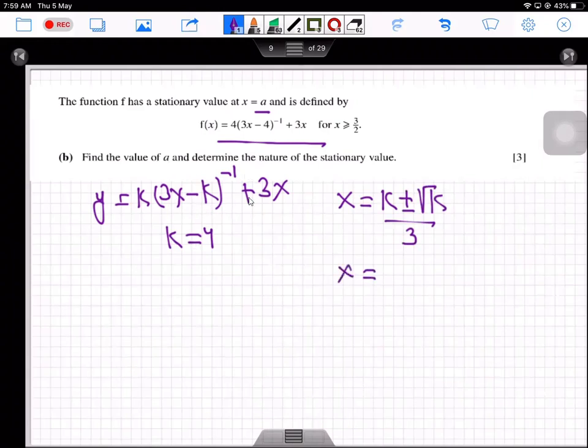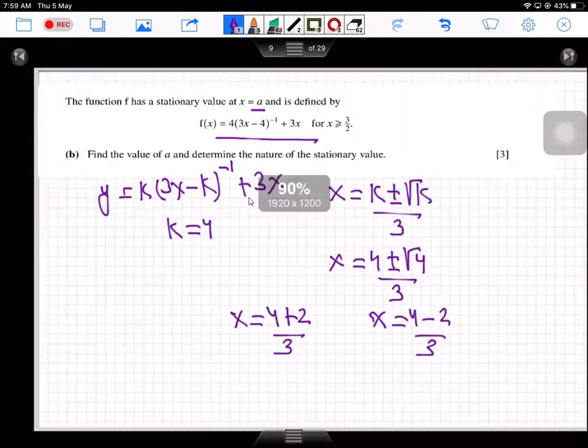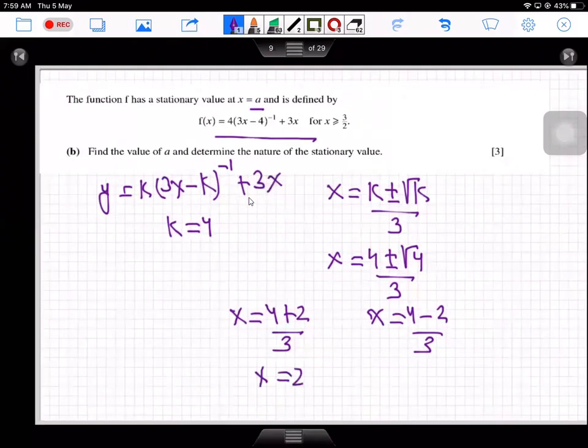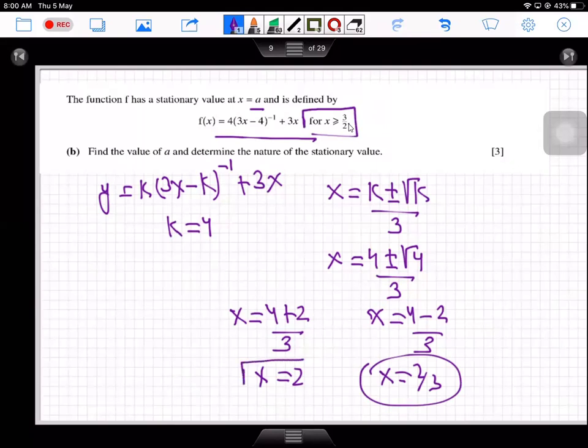So the stationary values would be 4 plus minus root 4 over 3. So x equals 4 plus 2 over 3, or x equals 4 minus 2 over 3. So 4 plus 2 is 6, 6 over 3 is 2, and 4 minus 2 is 2, so x equals 2 over 3. But wait, we have a restricted domain over here. x is greater than or equal to 3 over 2. Therefore x equals 2 over 3 will be ignored. Your only answer will be x equals 2. So the value of a is equal to 2.